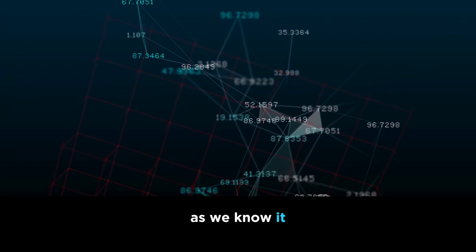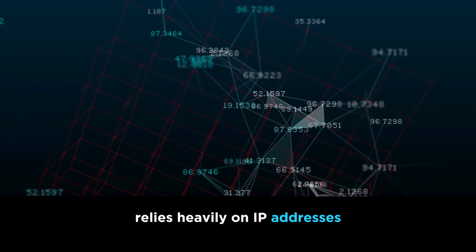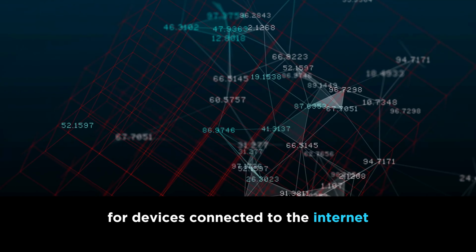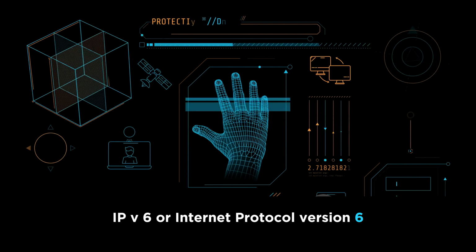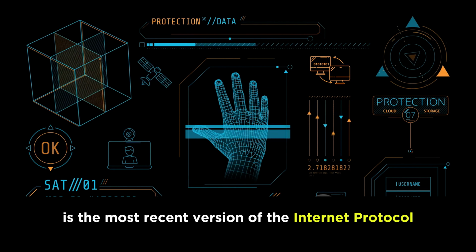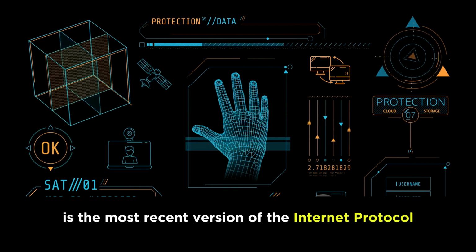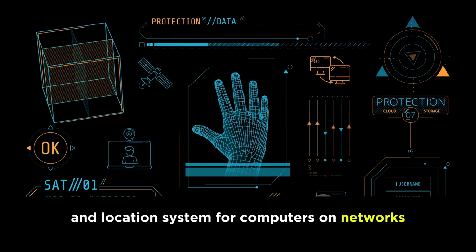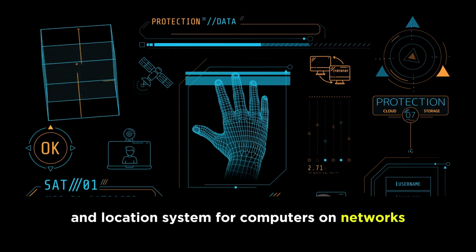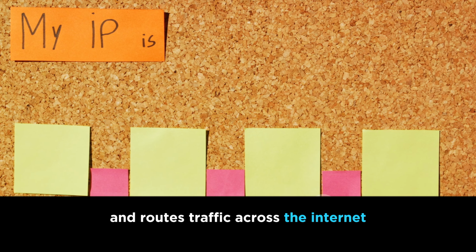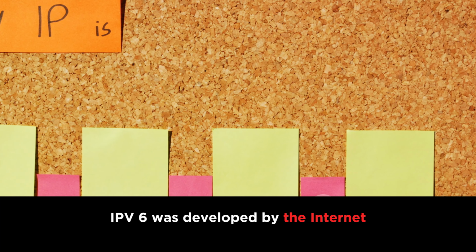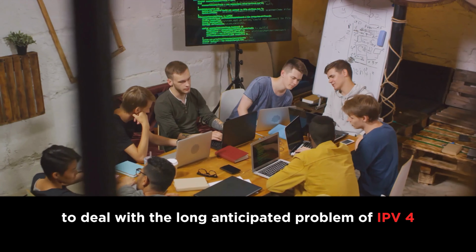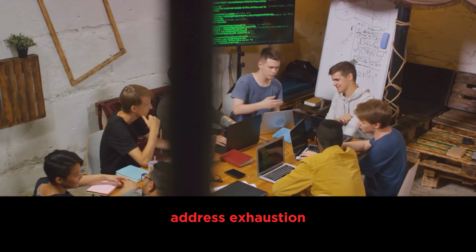The internet, as we know it, relies heavily on IP addresses, which are unique identifiers for devices connected to the internet. IPv6, or Internet Protocol version 6, is the most recent version of the Internet Protocol, the communications protocol that provides an identification and location system for computers on networks and routes traffic across the internet. IPv6 was developed by the Internet Engineering Task Force to deal with the long-anticipated problem of IPv4 address exhaustion.